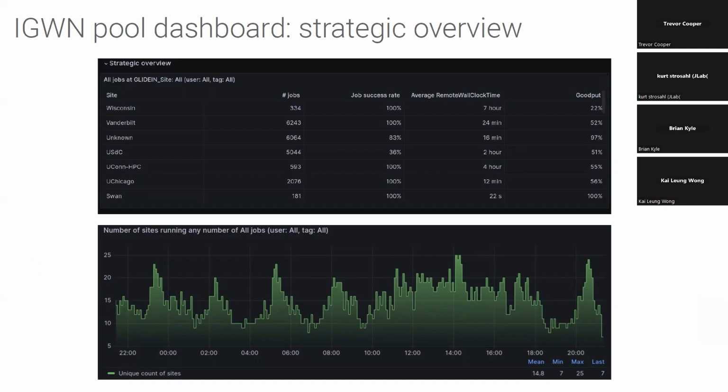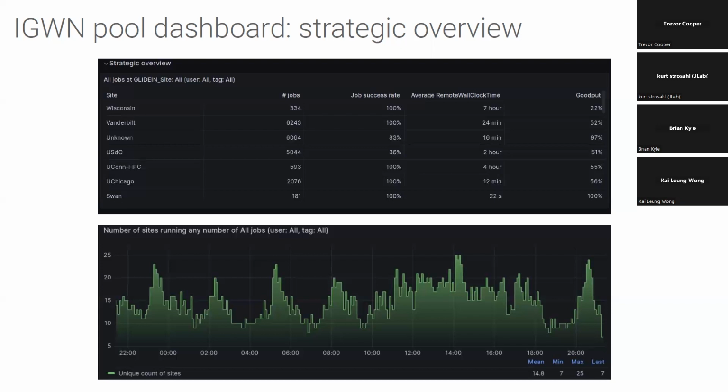But I have these fairly strategic overview panels that basically just show tables of job success, number of jobs, success rate, and in principle goodput. I'll come back to that. And remote wall clock times as a function of site. Things that I want to look for here are very low success rates, suspiciously short wall clock times, and again, in principle, low goodput, although that's not that meaningful for reasons that I'll get to later.